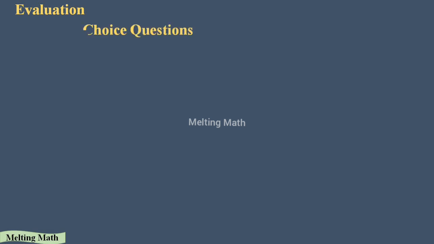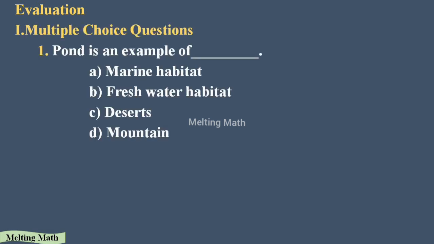First one, multiple choice questions. Let's see the first one. Pond is an example of dash. Options are: marine habitat, freshwater habitat, desert habitat, or mountain. We already know it, we have already seen it in the previous video also. So pond is an example of dash.